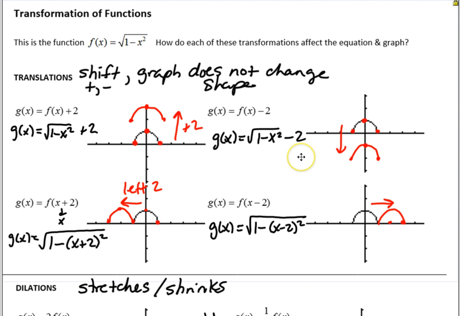I can do the same thing when I subtract. The entire graph shifts down 2, but does not change shape. So adding or subtracting outside the function makes the graph shift either up or down.